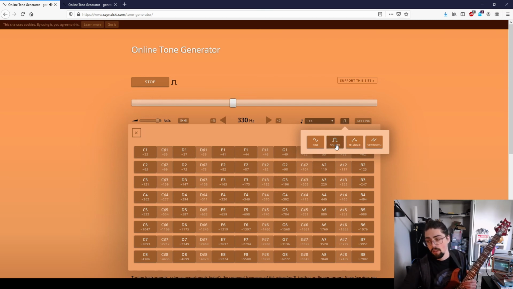A square wave, sawtooth, back to our pure sine. Each of these, you start to hear more and more of those higher frequencies, the overtones, that give them that unique sound.